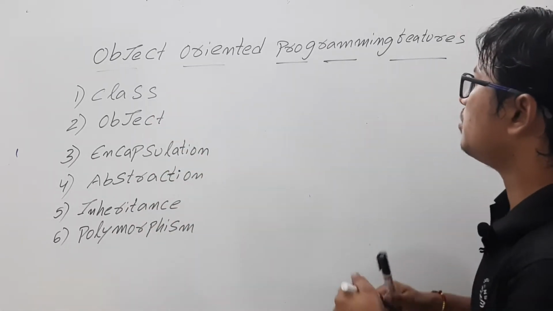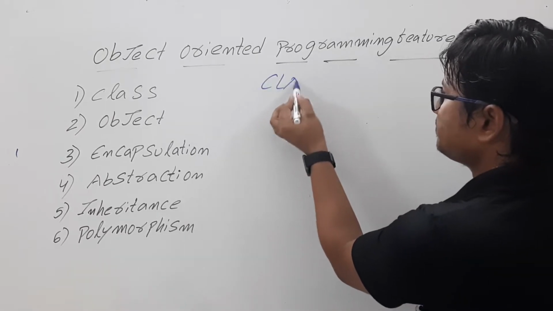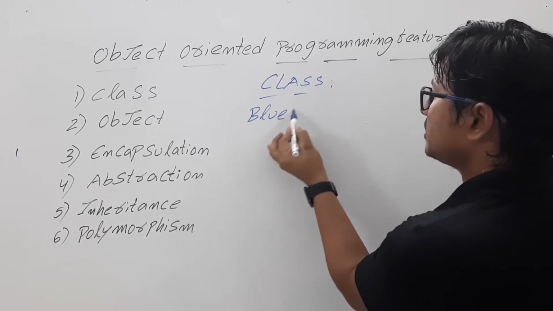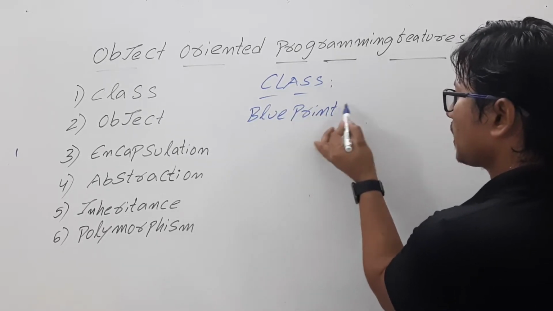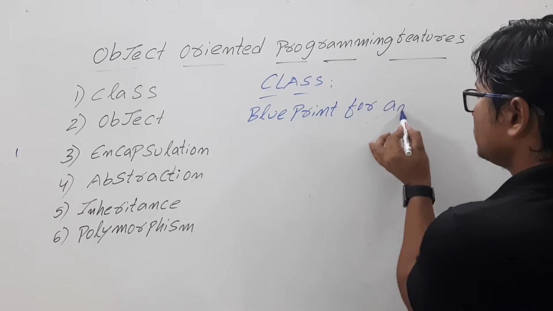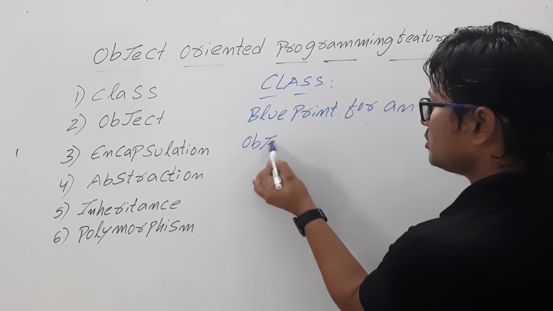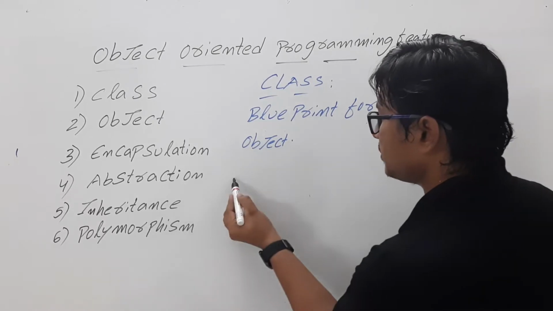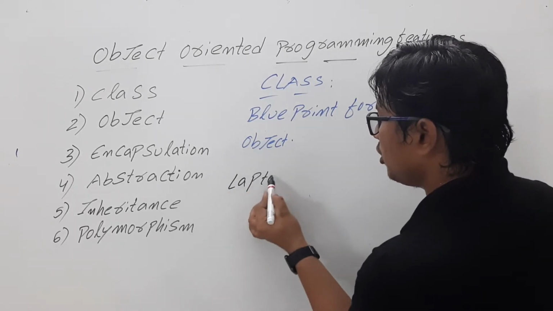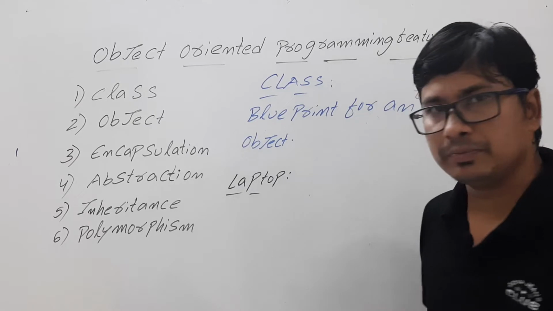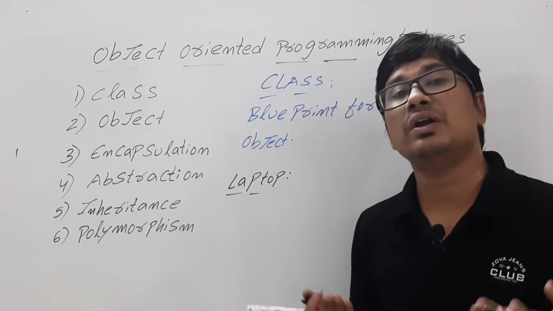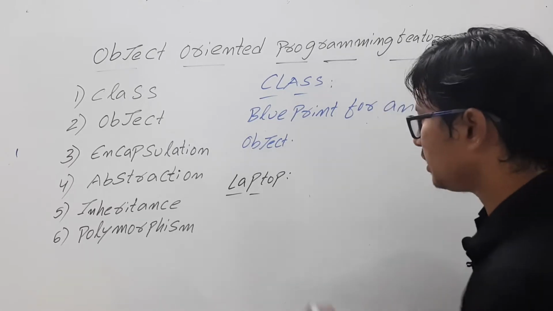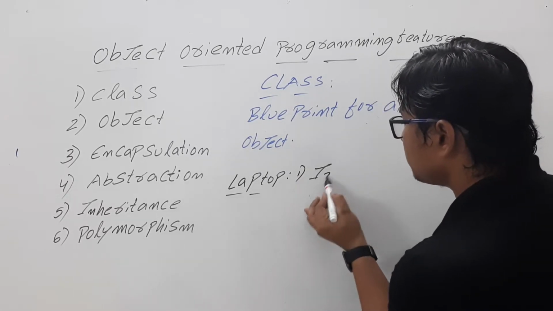First, let me discuss a class. A class is a blueprint for an object. Suppose you want to purchase a laptop. You went to the shop and you want to purchase a laptop. Then the owner will ask you, sir, what kind of laptop you want or what features your laptop should support. Then you will say, I need an i7 processor.